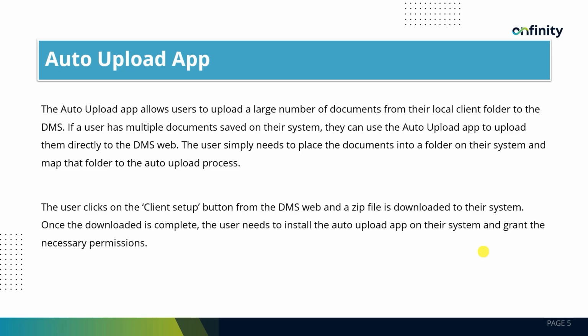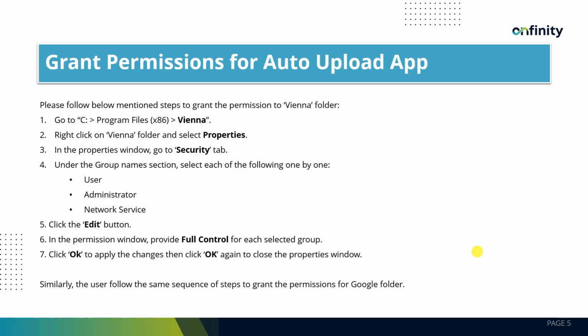The user simply needs to place the documents into a folder on their system and map that folder to the auto-upload process. The user clicks on the Client Setup button from the DMS web, and a zip file is downloaded to their system. Once the download is complete, the user needs to install the AutoUpload app on their system and grant the necessary permissions.